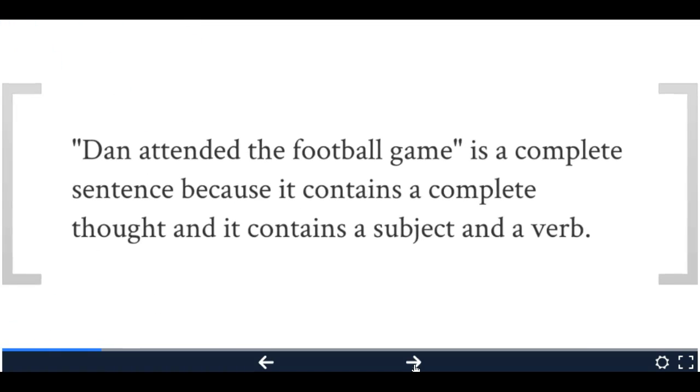Here's an example. Dan attended the football game. That's a complete sentence because it contains a complete thought and contains a subject and a verb. In this sentence, the word Dan is your subject because it's who's doing the action. Attended is your verb because it's what he did. The subject is always who did something, and the verb is what they did. If you have that, it's a sentence.